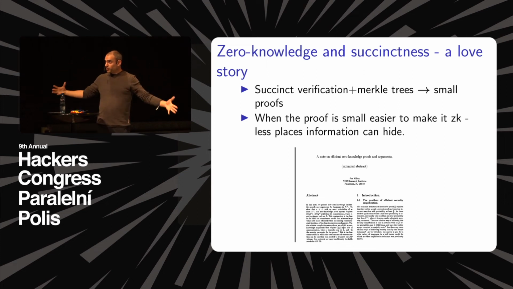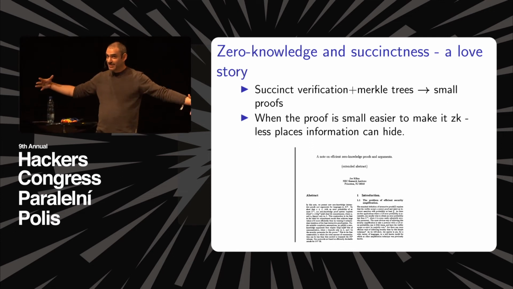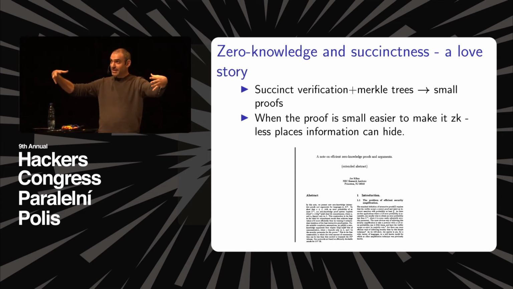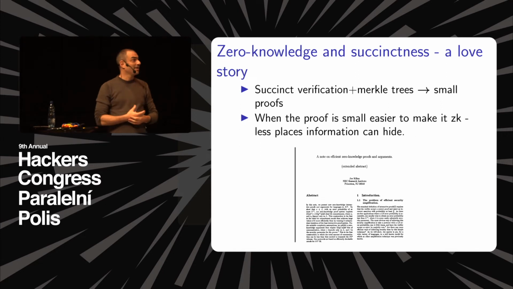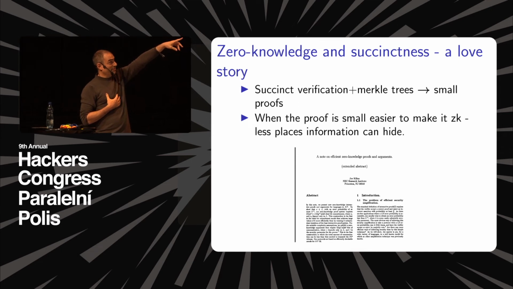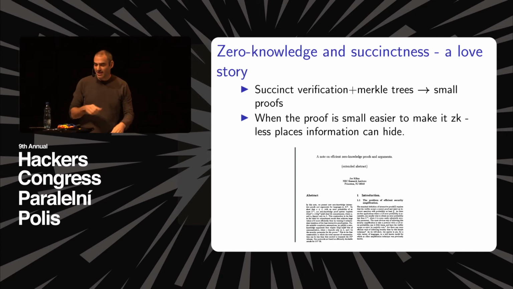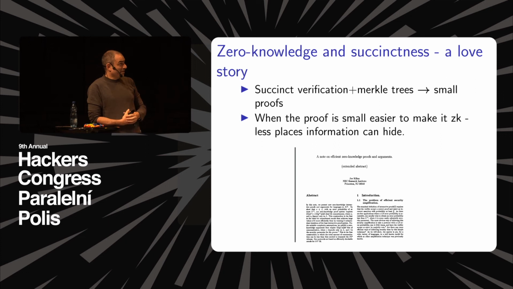So there were these two directions of research, zero knowledge proofs and succinct proofs, succinct verification, and they met and combined very, very nicely. In this paper, one of my favorites, A Note on Efficient Zero Knowledge Proofs and Arguments by Joe Killian. This is a really great paper.